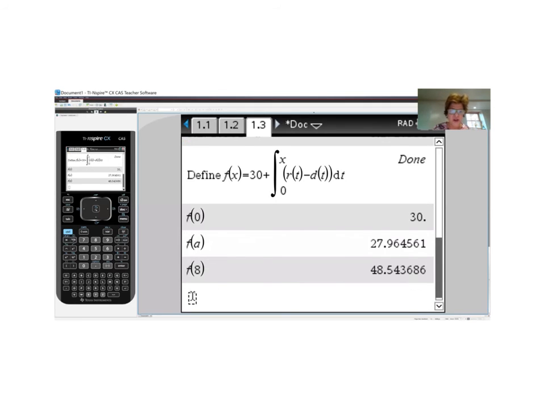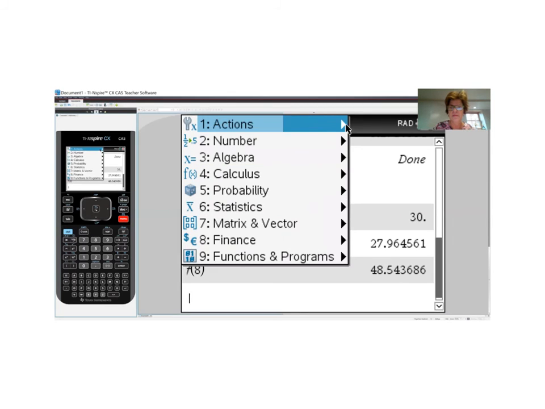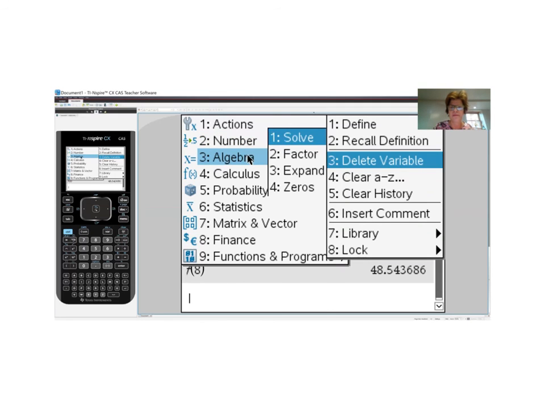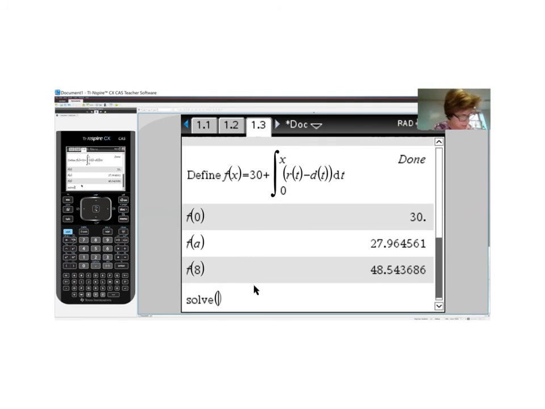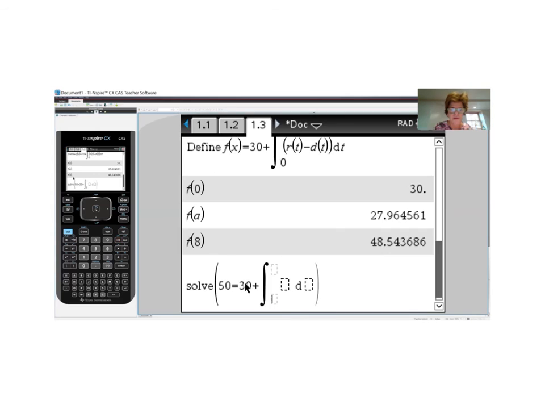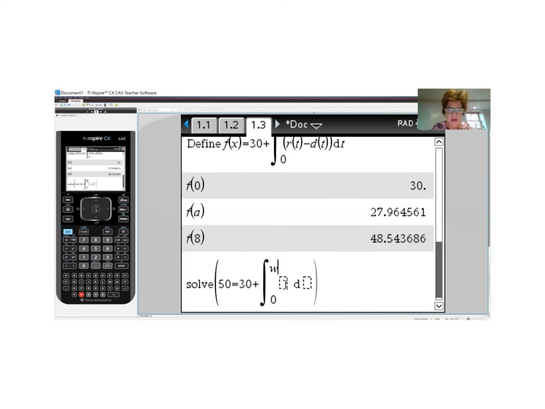Okay, now let's move down, and I'd like to show you this new function. We could solve this function for when the pipe will overflow. So we go to algebra, solve. Okay, and we're going to type in the equation: 50 equals 30 plus the definite integral from 0 to w of r of t minus d of t dt. And we're solving here, so we have to go out, so press the right arrow, comma, w.